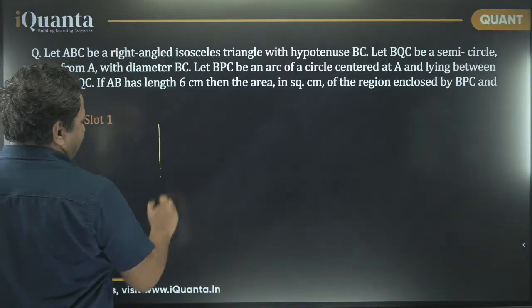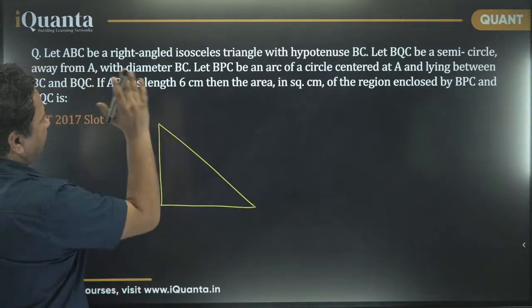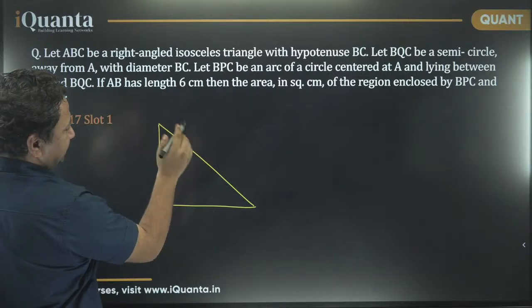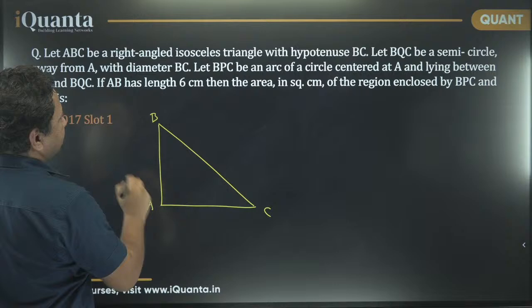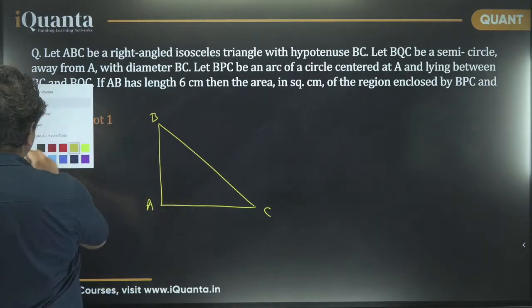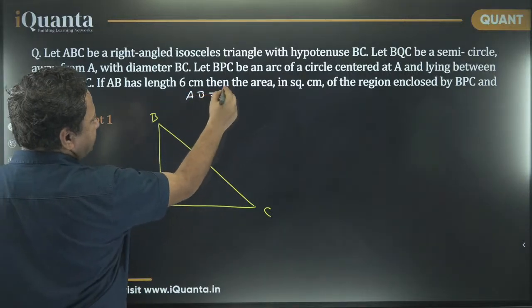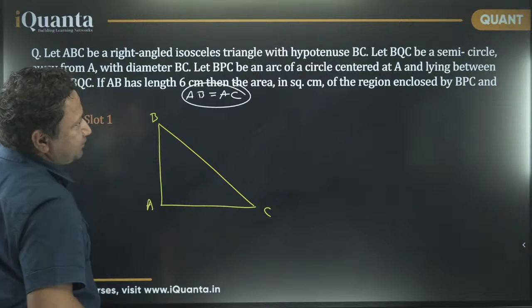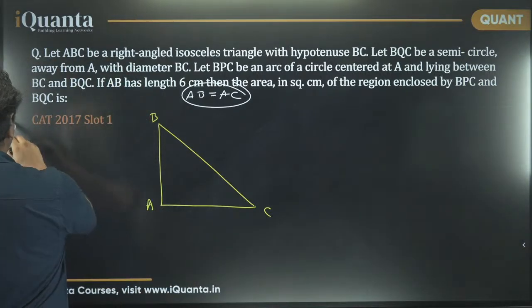We have a right angle triangle, right angle at A. What is the hypotenuse? BC. This is B, this is C, and this is A. It's an isosceles triangle. What does that mean? That means that AB and AC are equal, isn't it? Let BQC be a semicircle away from A.